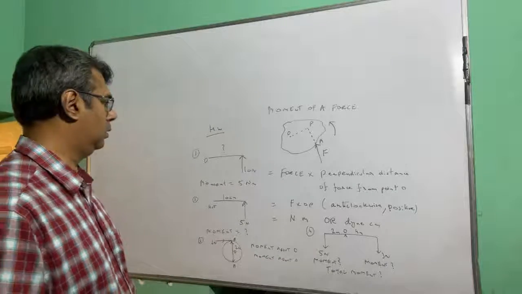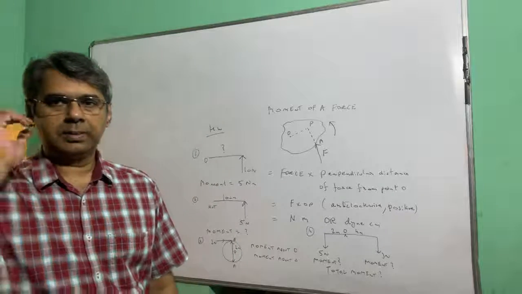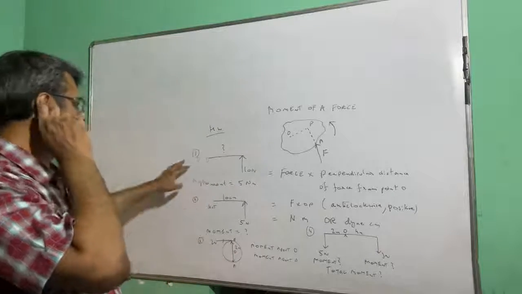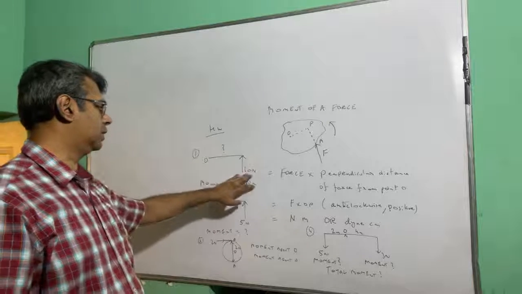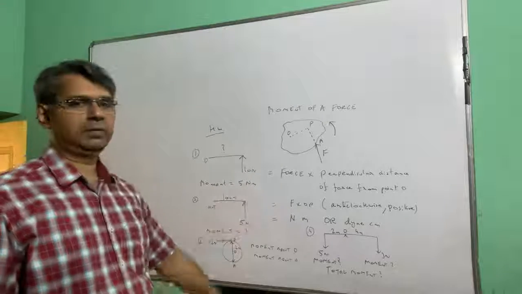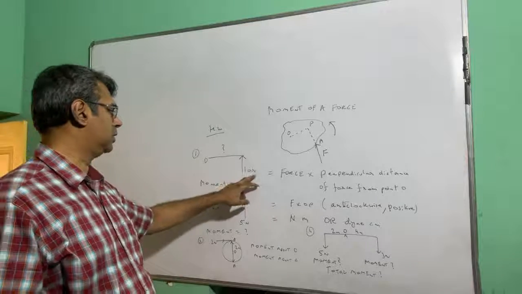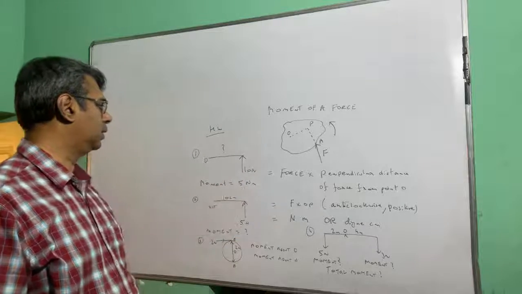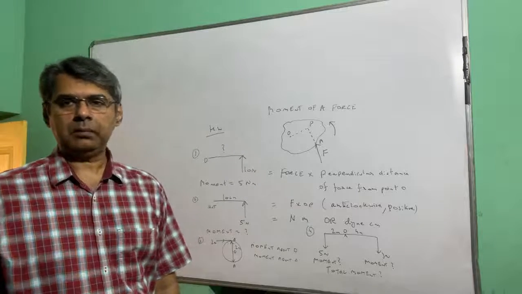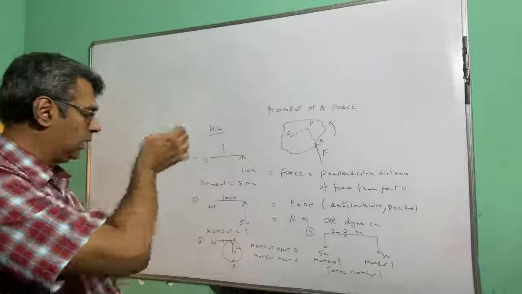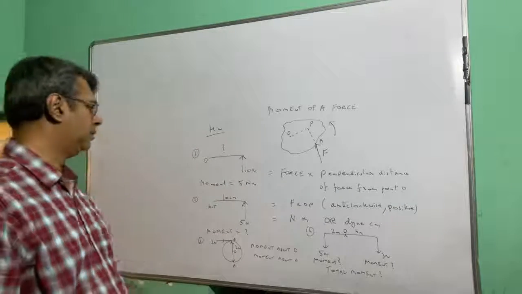Now I am giving you 4 homework questions based on the concept of moment. The first question is that the pivot is at O, the force is 10 Newton and the moment is 5 Newton meter. So the question is, what is the perpendicular distance from the force to the axis of rotation?